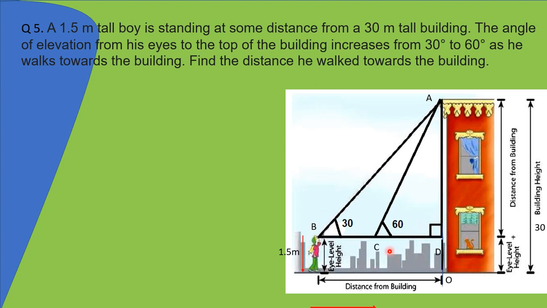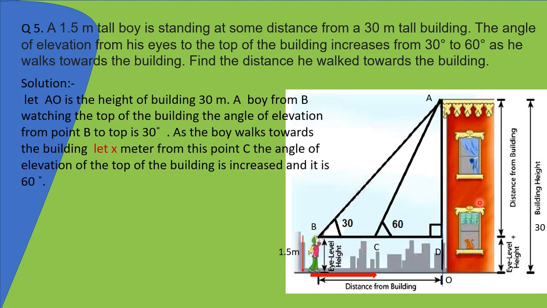And he walks towards the building and reaches the point C, and from this point C, when he observes the top of the building again, he gets an angle of elevation of 60 degrees. We have to find how much distance he traveled towards the building. So let's start. Now here we have triangle ADC and triangle ADB, two right triangles with the two angles of elevation, 30 degrees and 60 degrees. Now one by one we can solve these two triangles.